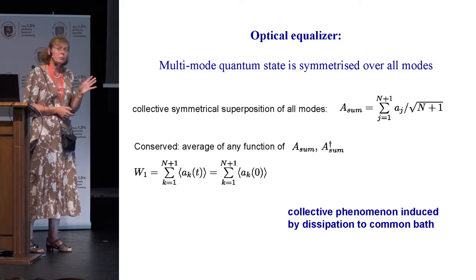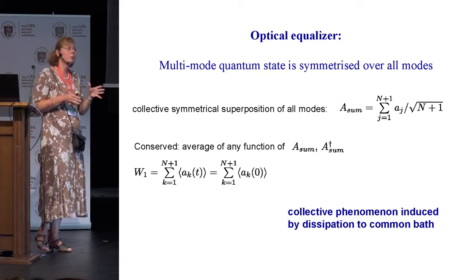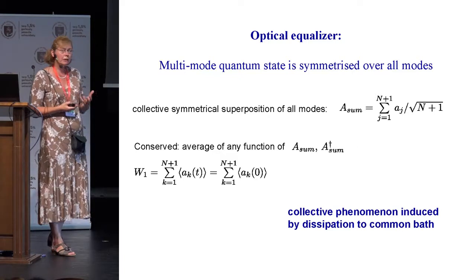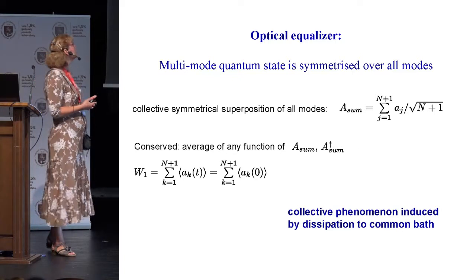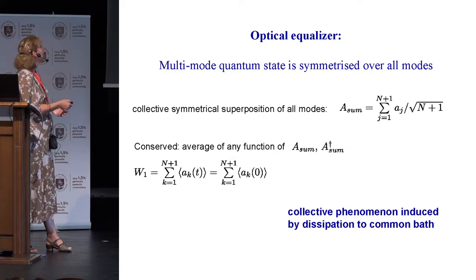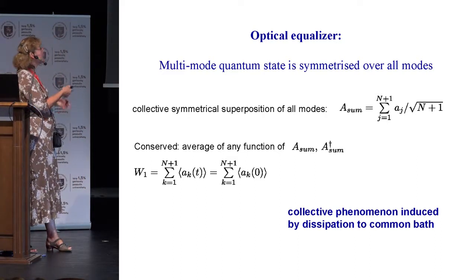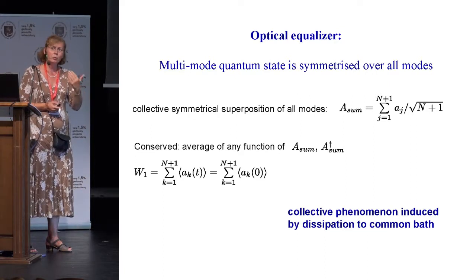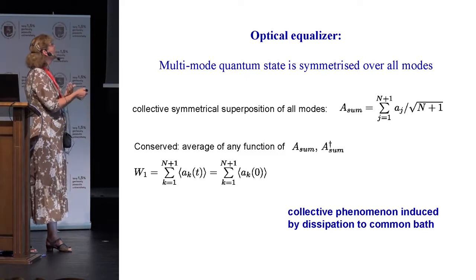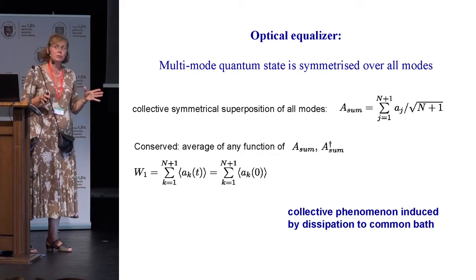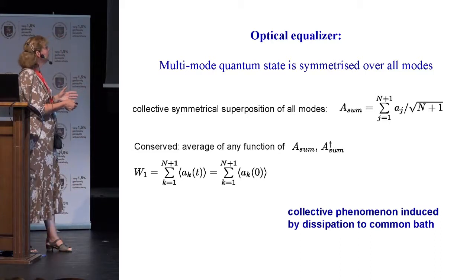The first thing which we wanted to see, to make sure we have indeed this collective phenomena induced by the dissipation, is to look at something which we called an optical equalizer. Although I do everything classically, there's actually a quantum effect in the sense that I take a multi-mode quantum state and symmetrize it over all modes. So the output is given like this.